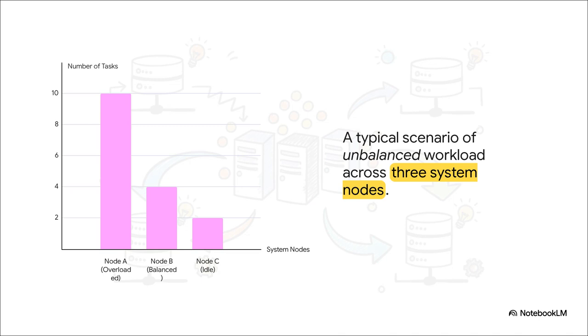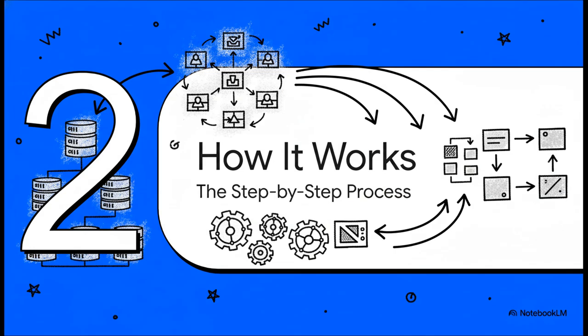Node B is doing okay. But then look at node C. It's barely doing anything with just 2 tasks. This is a classic bottleneck. Node A is struggling to keep up, and all that processing power in node C is just going to waste. And this is exactly where load sharing steps in to save the day.